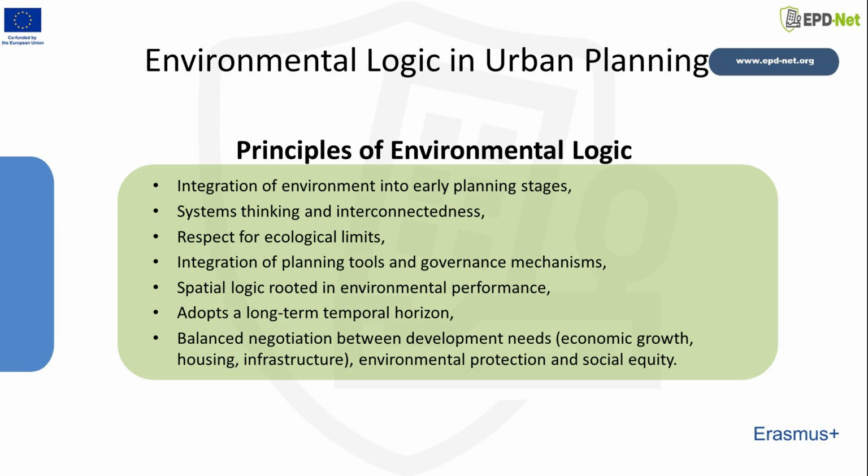Second, environmental logic relies on systems thinking and interconnection, recognizing that the urban environment functions as a complex network where land, water, vegetation, energy, and human activity all depend on one another. It also highlights respect for ecological limits, meaning designers must plan within what ecosystems can sustain. This is supported by the integration of planning tools and governance mechanisms, encouraging coordinated efforts between institutions and disciplines.